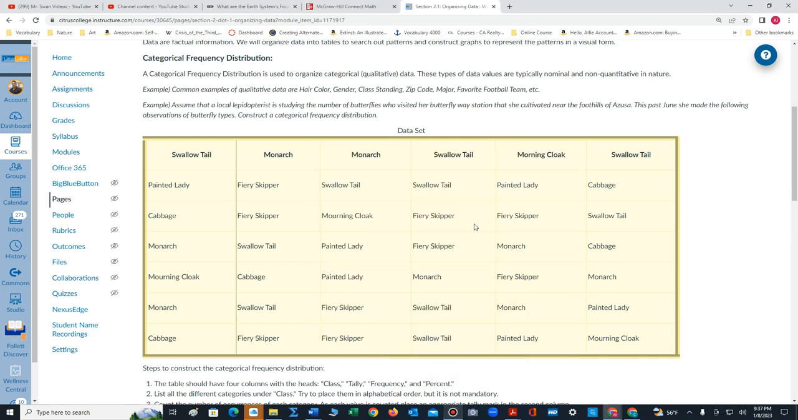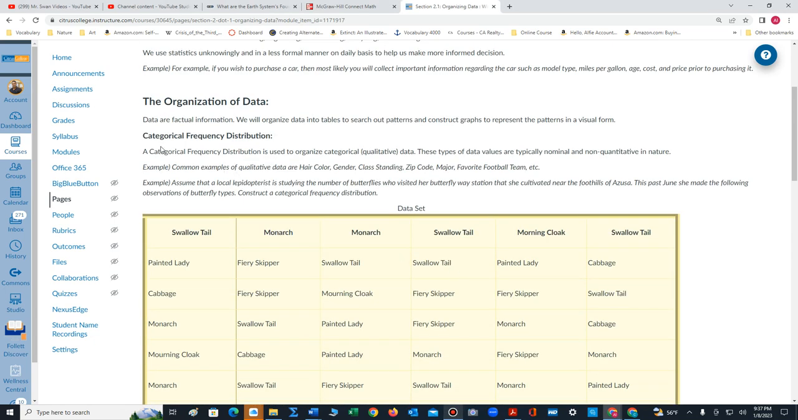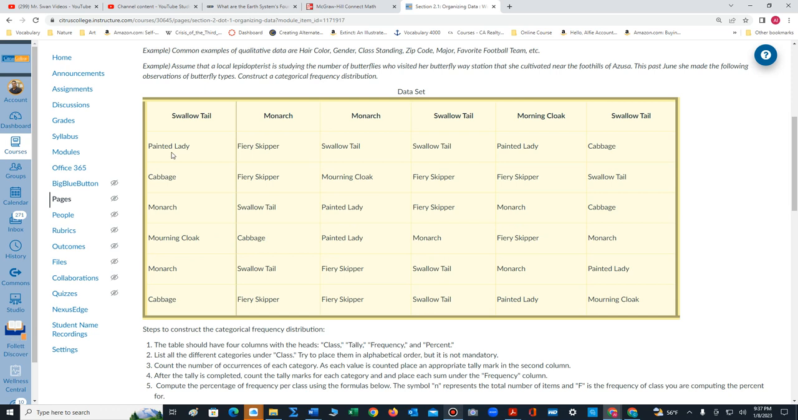Hello, this is a short video on how to build a categorical frequency distribution. Now, categorical data, also known as qualitative data, are data values that are nominal. They are non-mathematical values.